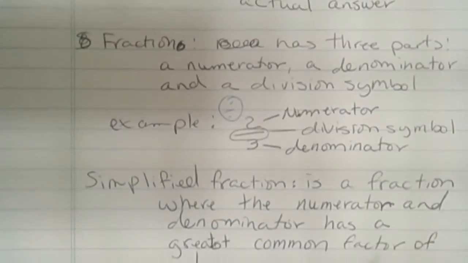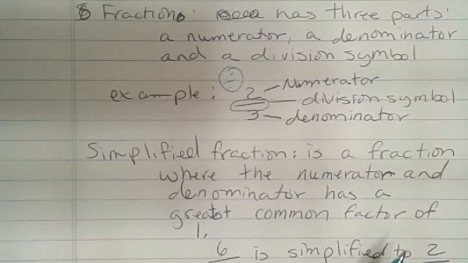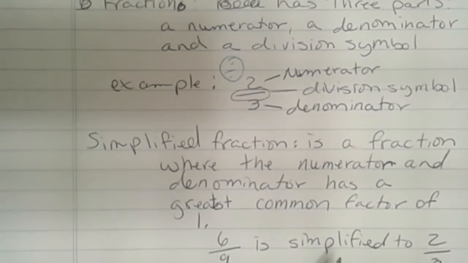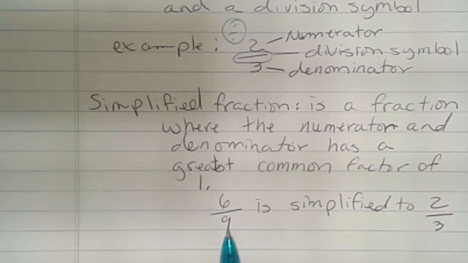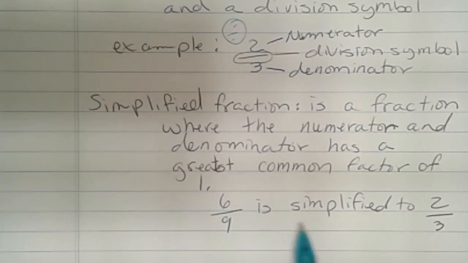Another definition that we're going to be tackling, and a topic that we're going to be tackling, is a simplified fraction. A simplified fraction is a fraction where the numerator and the denominator have a greatest common factor of 1. So if I look at 6/9, I can simplify 6/9 to 2/3. Wow, that's a mouthful, guys. Sorry about that. So what actually happened here? What do 6 and 9 have in common? And if you said they had in common a 3, you're correct.